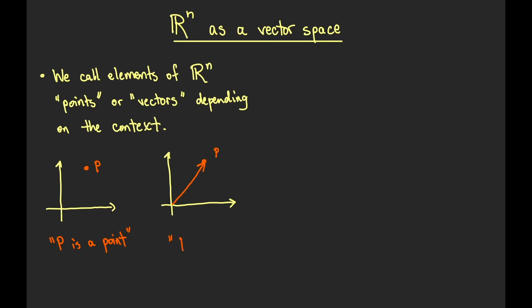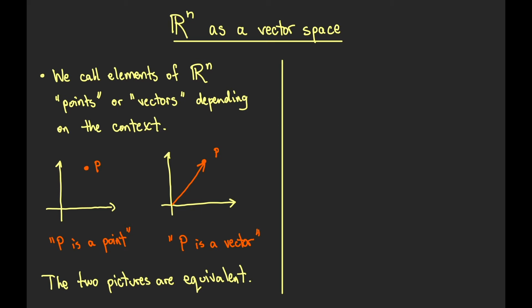So we think of vectors as arrows with a starting point going to an ending point. And this is really just a difference in how we imagine it. But these two pictures are equivalent. Okay, but let's talk about vector addition now. How do we add vectors? What does it mean to add vectors?